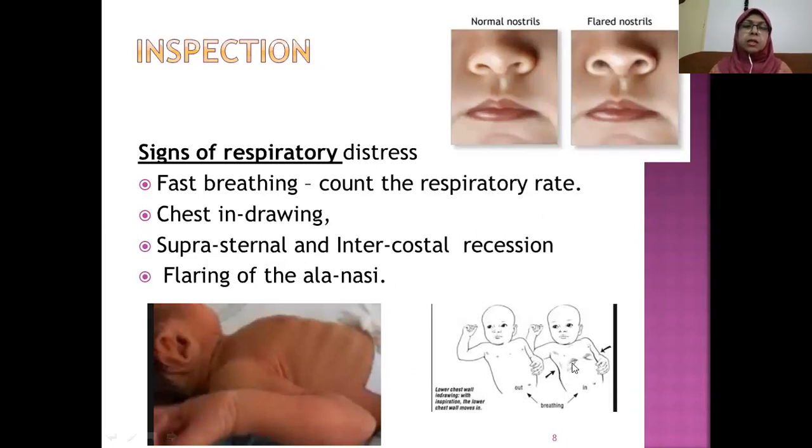Lower chest indrawing is when the lower chest goes inside during each and every inspiration. Then there are suprasternal, above the sternum, and intercostal recession. Here you can see the intercostal recessions and flaring of the alae nasi. Here are normal nostrils and flared nostrils. This is flaring of the alae nasi. You can see this in a child with respiratory distress, for example in bronchiolitis, most commonly in children.